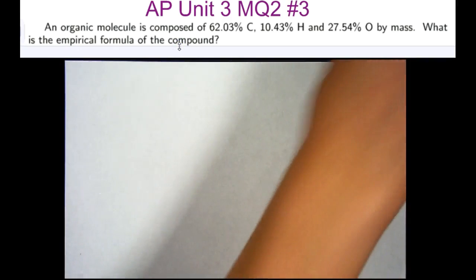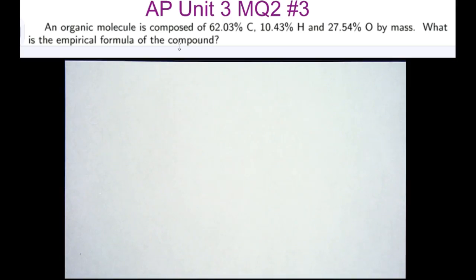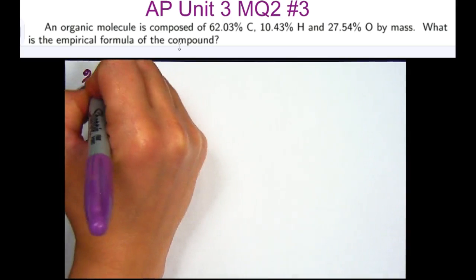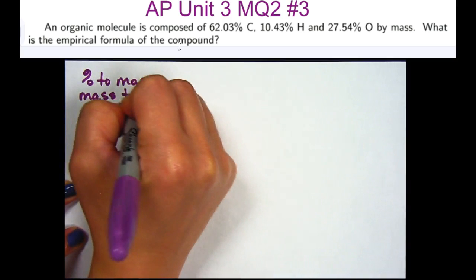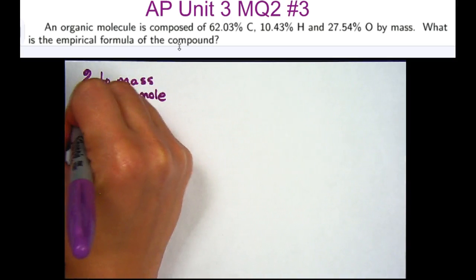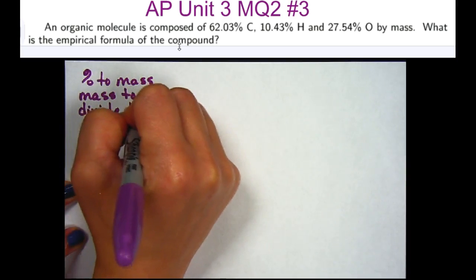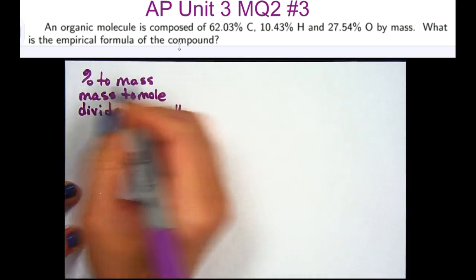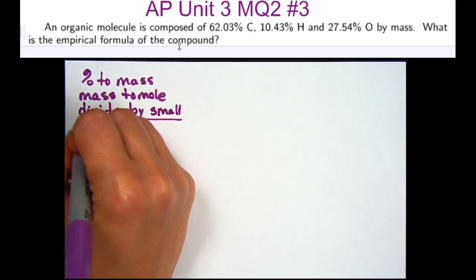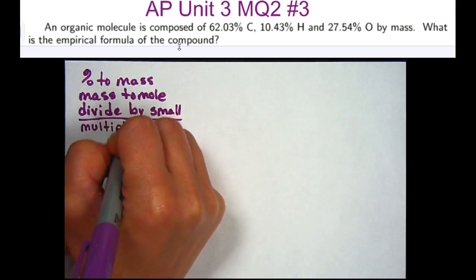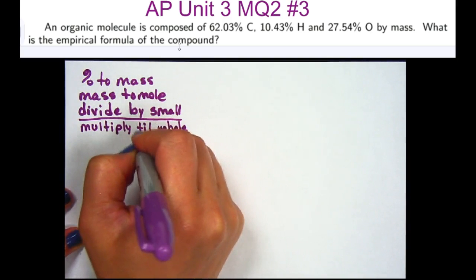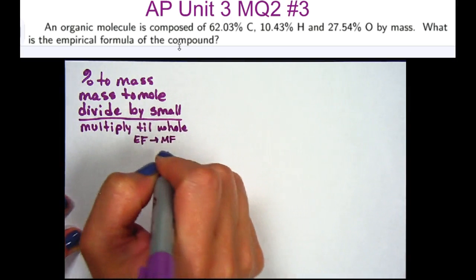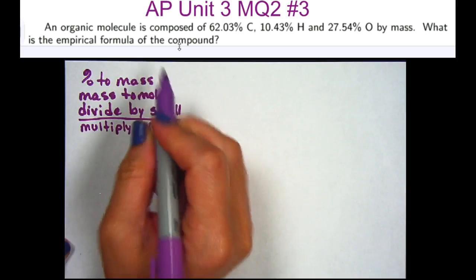So first, there's a little riddle or rhyme to help you remember the process in order to determine an empirical formula. It is percent to mass, mass to mole, divide by small. And then there's a fourth step, multiply till whole, which is only used when you're trying to go from an empirical formula to the molecular formula. But in this case, we just want to solve for the empirical formula, so we're only going to do these first three steps.